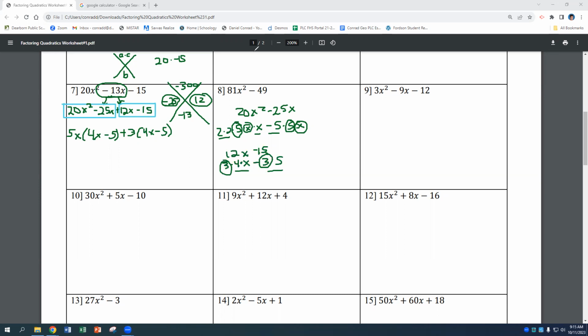Now we have two terms here, and we know each term has a 4x minus 5. So we're going to factor out a 4x minus 5. That's this and this. And then what do we have left in the first term? We have 5x. And in the second term, we have plus 3. So that's going to be my factor.